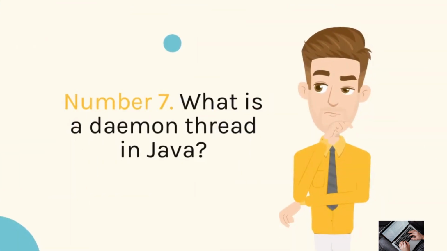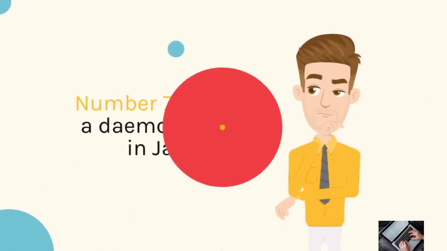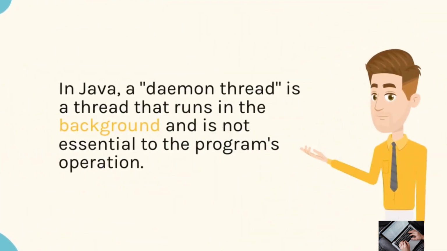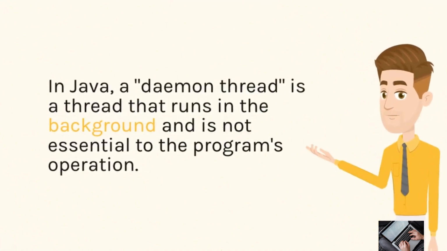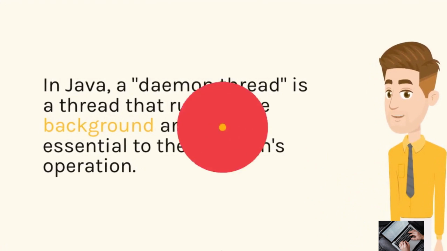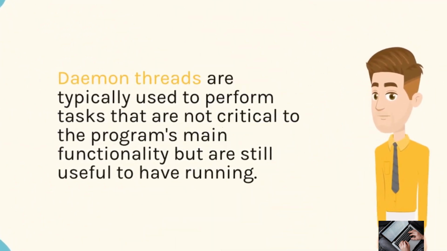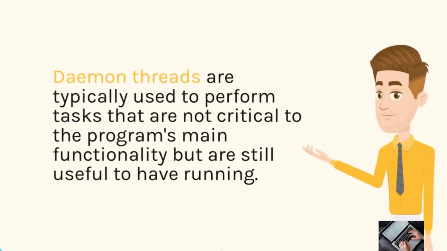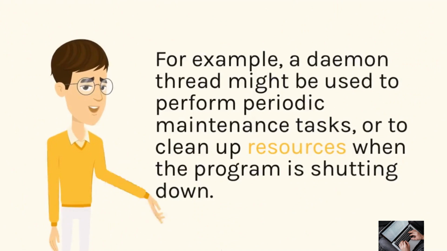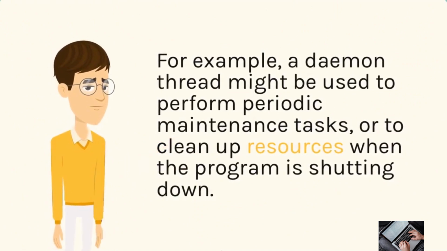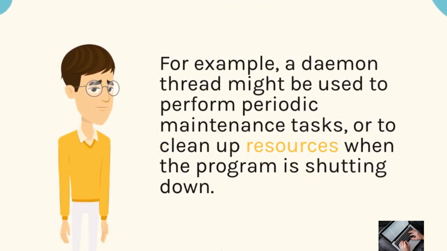Number 7. What is a daemon thread in Java? In Java, a daemon thread is a thread that runs in the background and is not essential to the program's operation. Daemon threads are typically used to perform tasks that are not critical to the program's main functionality but are still useful to have running. For example, a daemon thread might be used to perform periodic maintenance tasks, or to clean up resources when the program is shutting down.